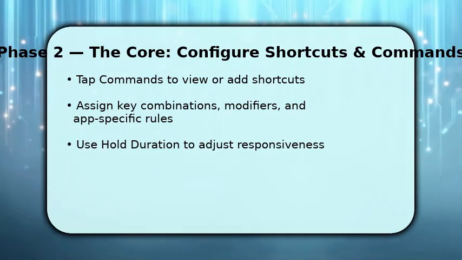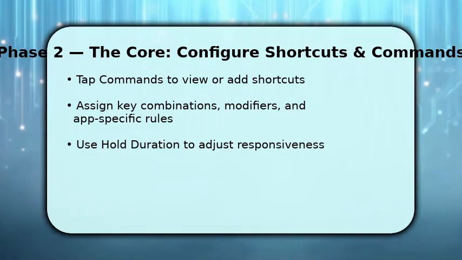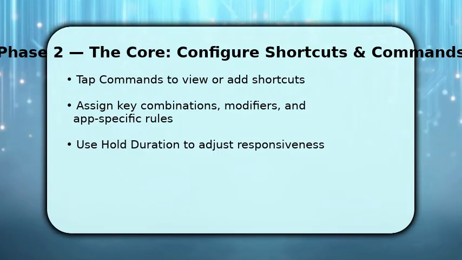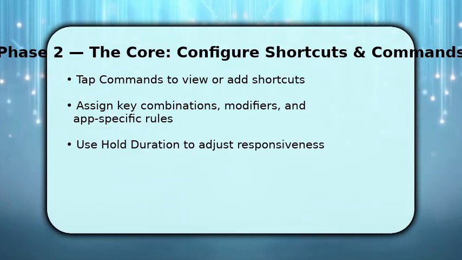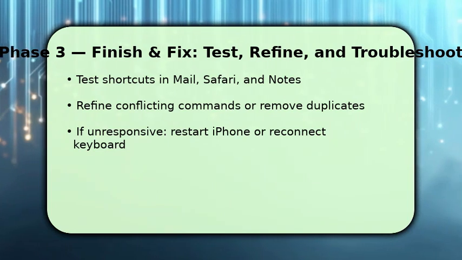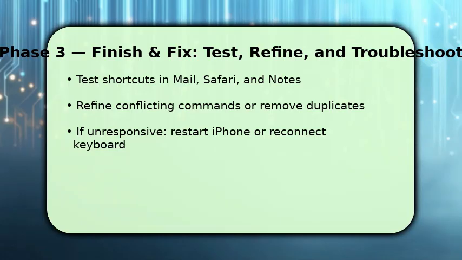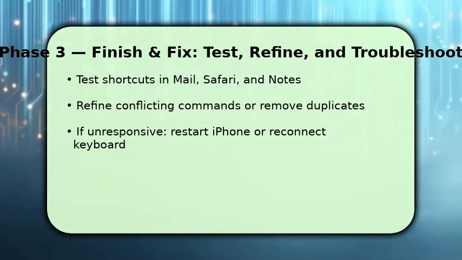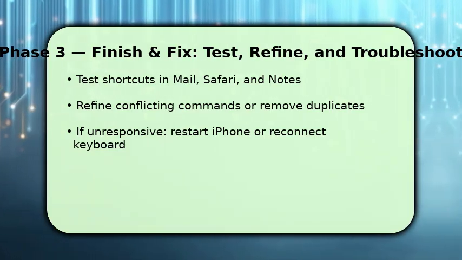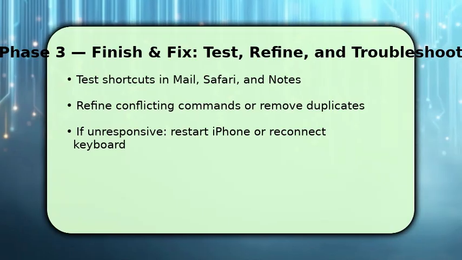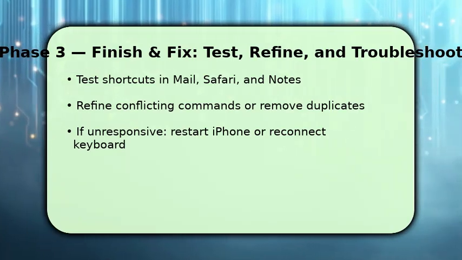As you customize, test within relevant apps so the commands behave as expected, and finish by running through typical tasks. Switch fields, activate buttons, and type with shortcuts to verify behavior. If something feels off, refine or delete conflicting commands, prioritize app-specific rules. Make sure focus and keyboard settings don't block inputs.